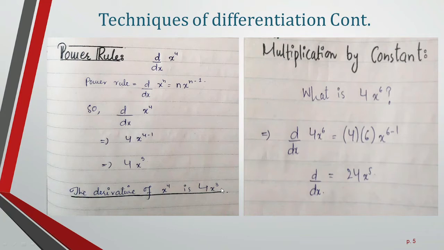Multiplication by constant. The derivative of 4x raised to 6. Here 4 is a constant, putting this 4 aside. Applying the power rule, which is write the power before the actual function and subtract 1. So the power of x will become 5, and 4 multiplied by 6 is 24. The ultimate derivative of 4x raised to 6 is 24x raised to 5.